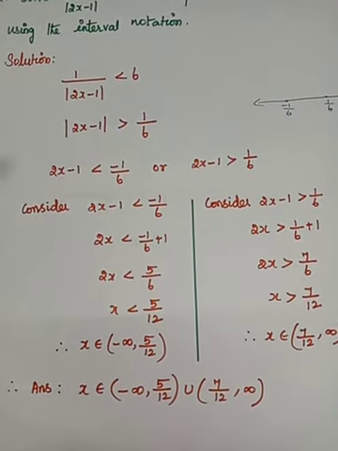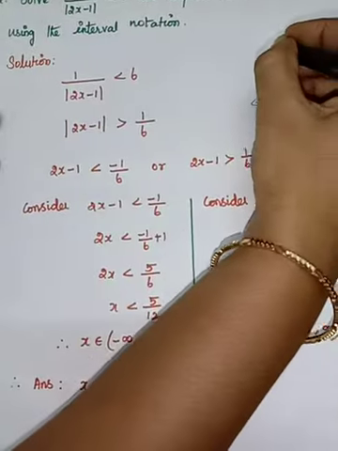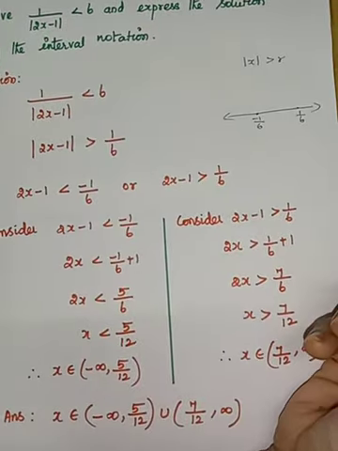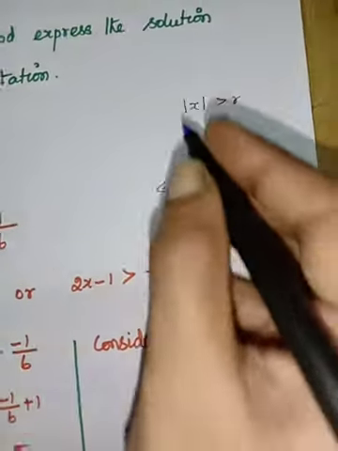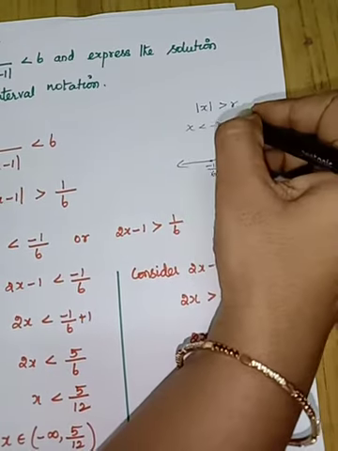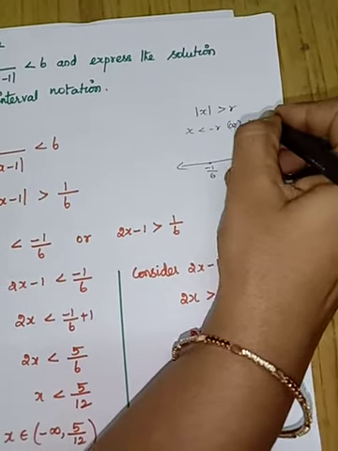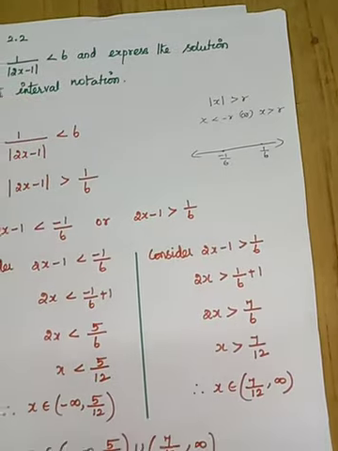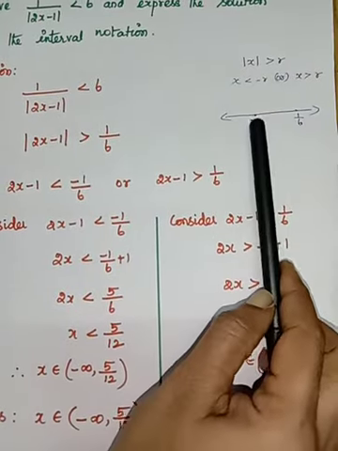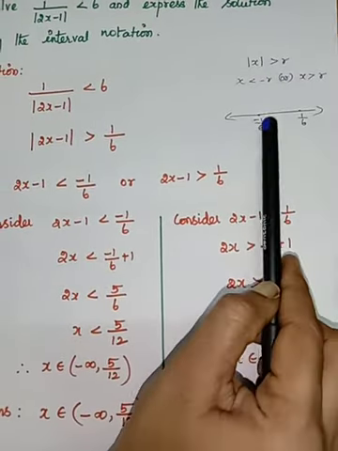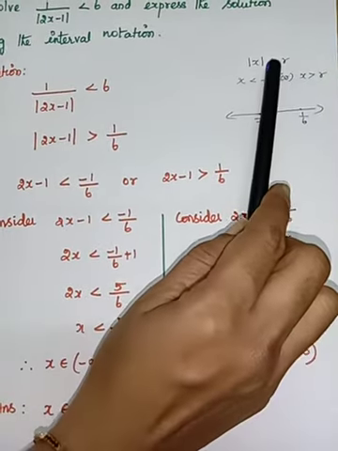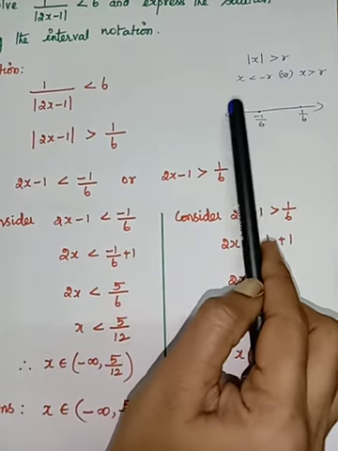So, how does it look? It looks like modulus of x greater than r. If it's so, if and only if x less than minus r or x greater than r. This is the formula we have learnt yesterday. If greater than comes, your x lies outside of these two values. Suppose this is r, here it is minus r, here you are having plus r. If greater than comes, your x lies outside.